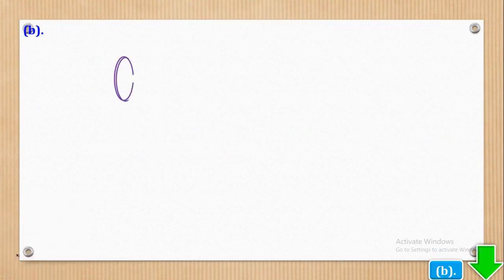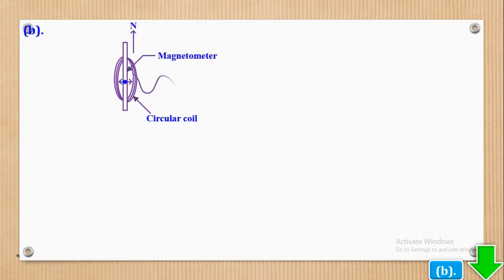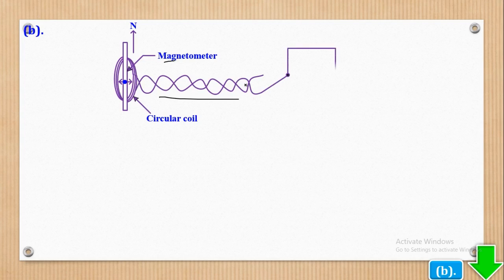So we need a diagram to help us with the description. So that is a circular coil. Magnetometer. These are connecting wires. So that is a circuit, and this is what we call the reverse switch.